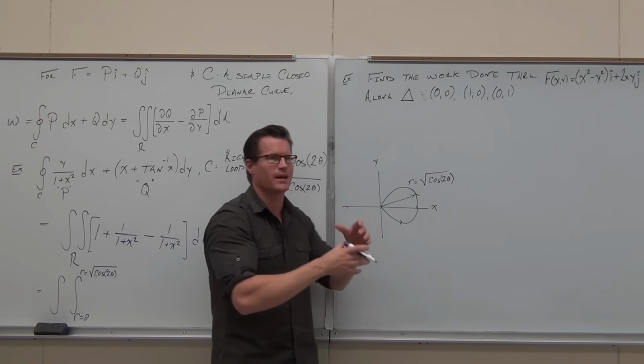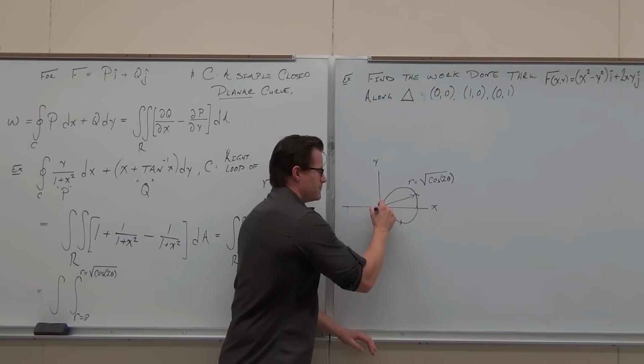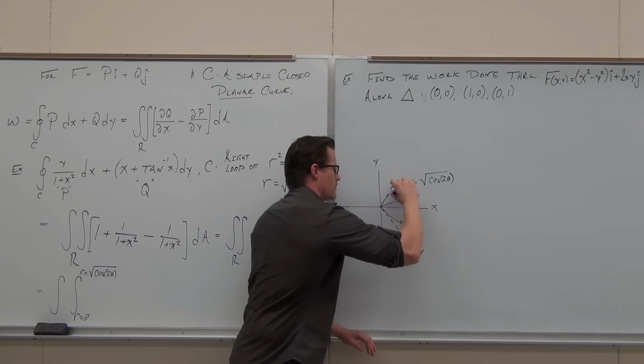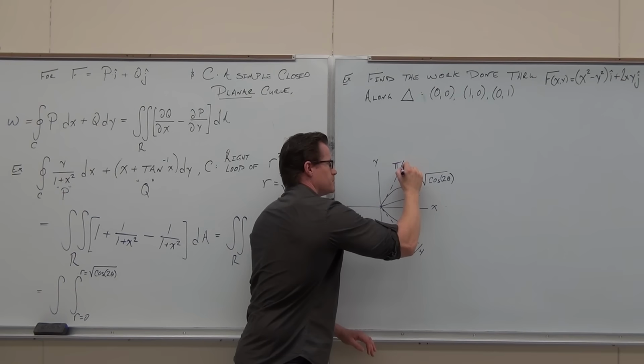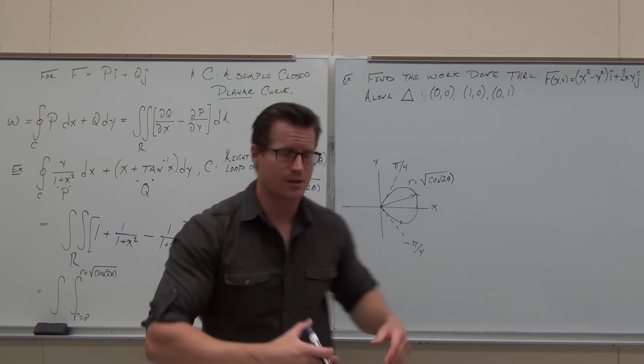So instead of thinking about pi over 4 to 3 pi over 4, I'd be thinking of maybe negative pi over 4 to positive pi over 4. So when I'm setting up my polar integral, I have to use angles. I have to say where the stuff starts and stops.